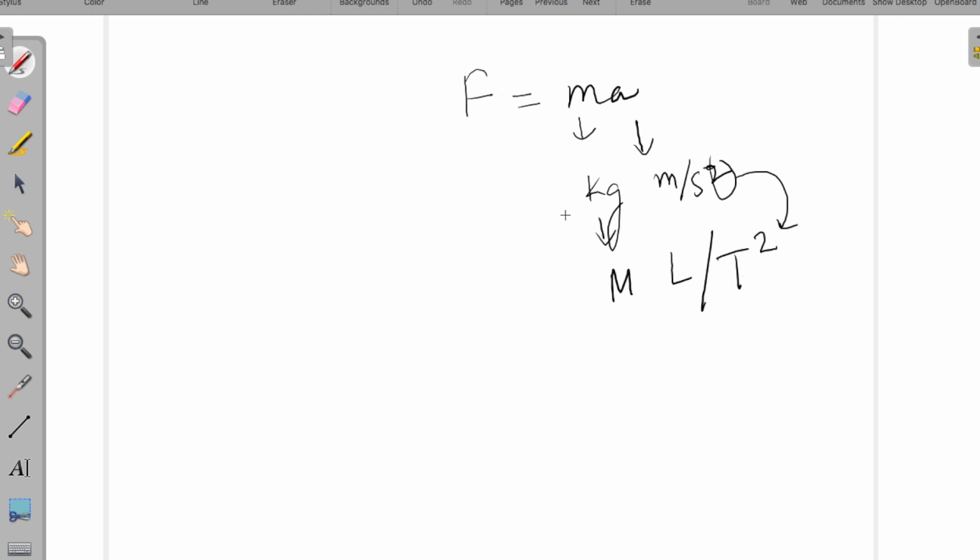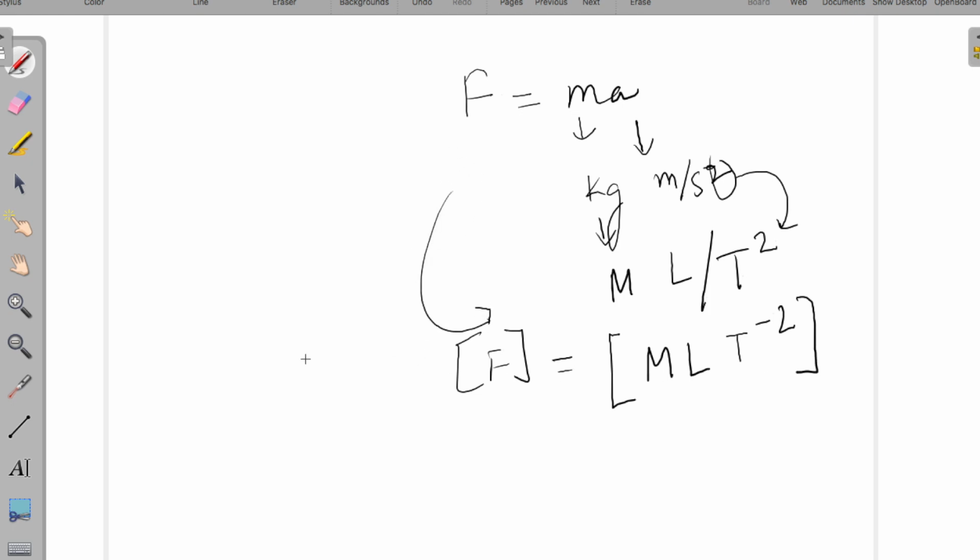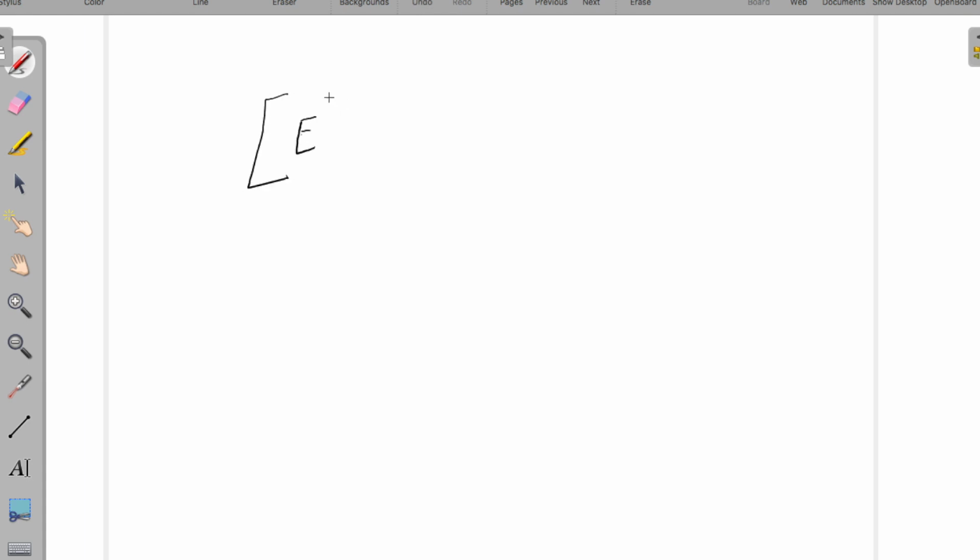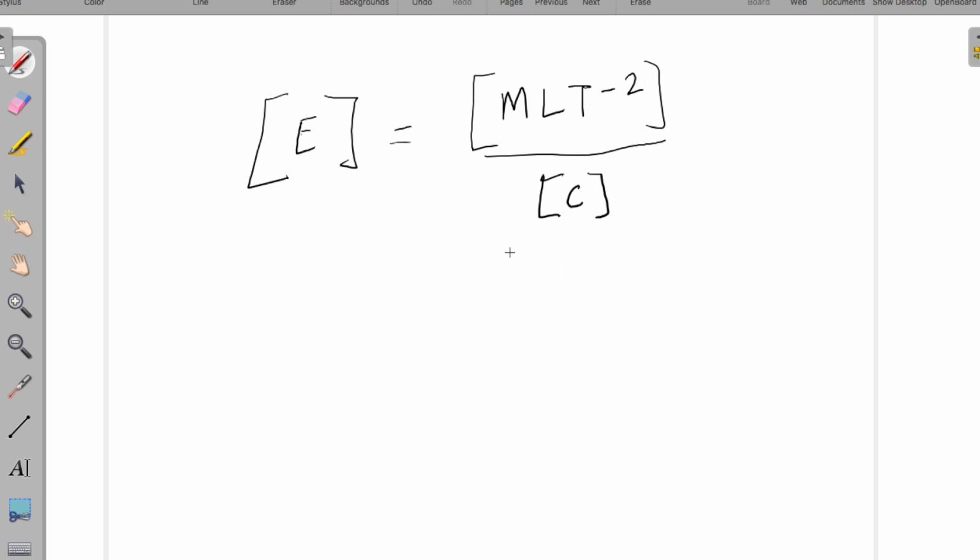So coming to the next point, you just write the dimension of F, meaning the dimension of Newton. You can simply write MLT inverse square. So in this way we can remember the dimension of force. Coming to our main point, the dimension of electric field intensity E is MLT to the power minus 2 divided by the dimension of the charge.